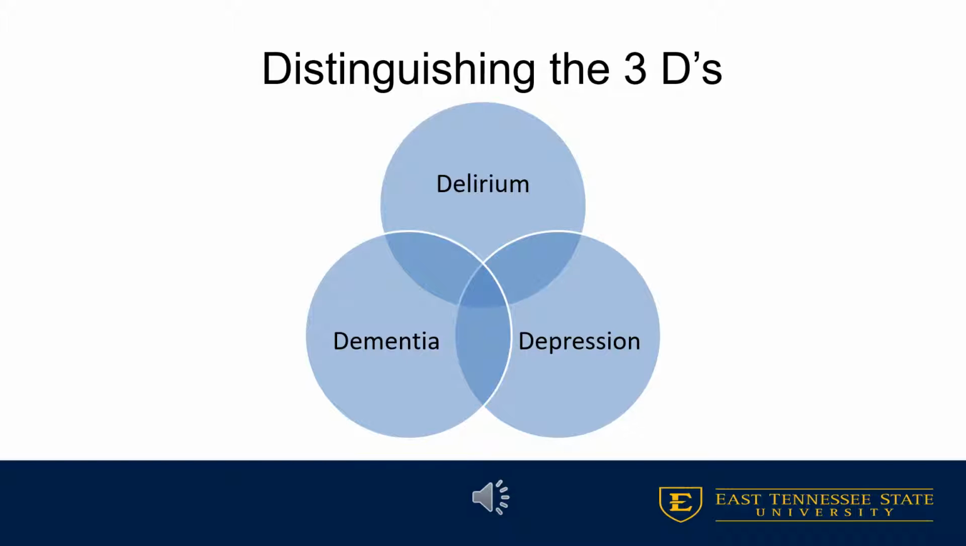Dementia patients typically present with symptoms that have progressed over months to years. Early on in the disease process, these patients will be alert and oriented with normal behaviors, and then the symptoms, like I said, progressively become worse over time. Typically, dementia patients do not have the hallucinations that are present with your delirium patients.